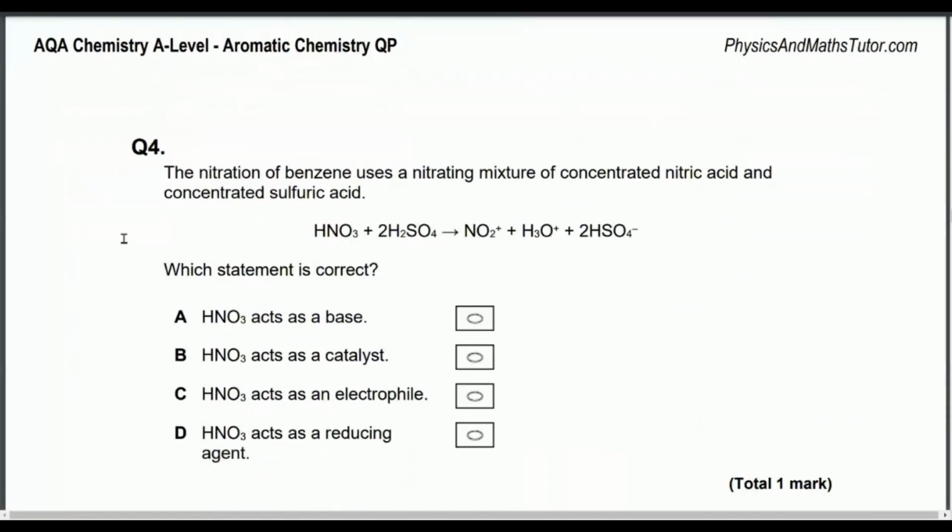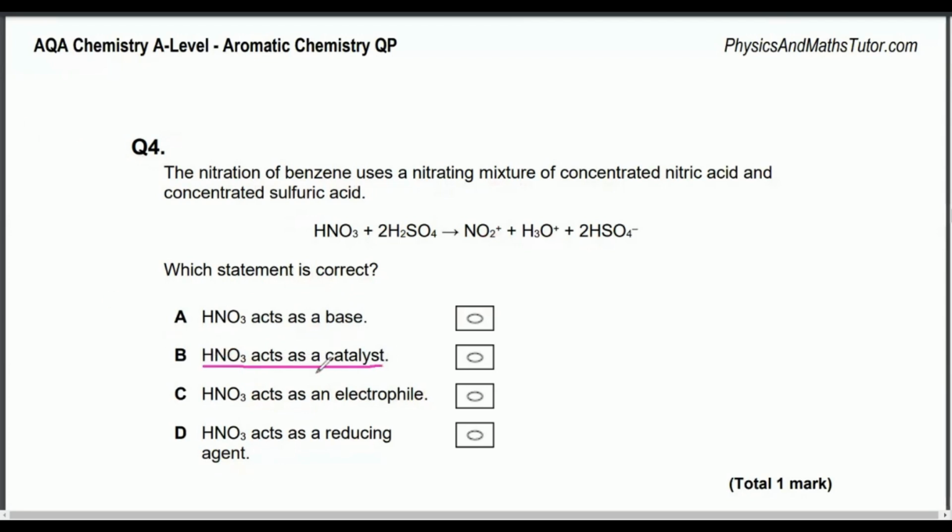Okay, question 4. The nitration of benzene uses a nitrating mixture of concentrated nitric acid and concentrated sulfuric acid. Which statement is correct? A, the nitric acid acts as a base. B, the nitric acid acts as a catalyst. C, the nitric acid acts as an electrophile. Or D, the nitric acid acts as a reducing agent.